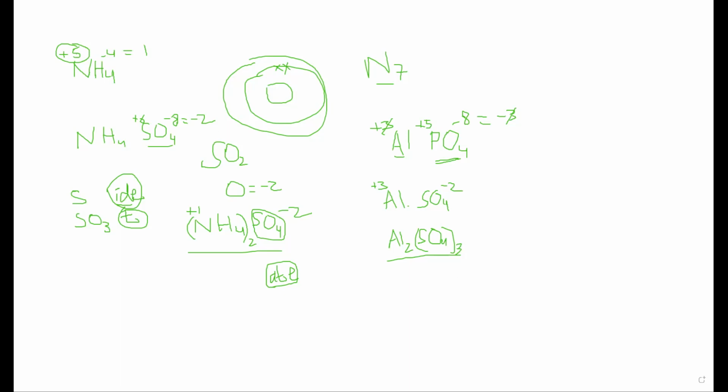Number two is zinc phosphate. Then we have ferrous hydroxide. Ferrous is iron.